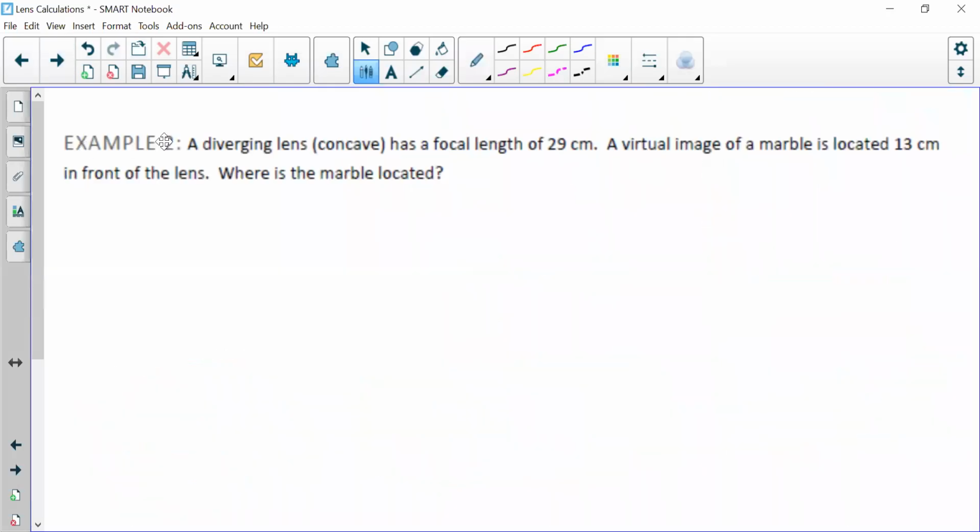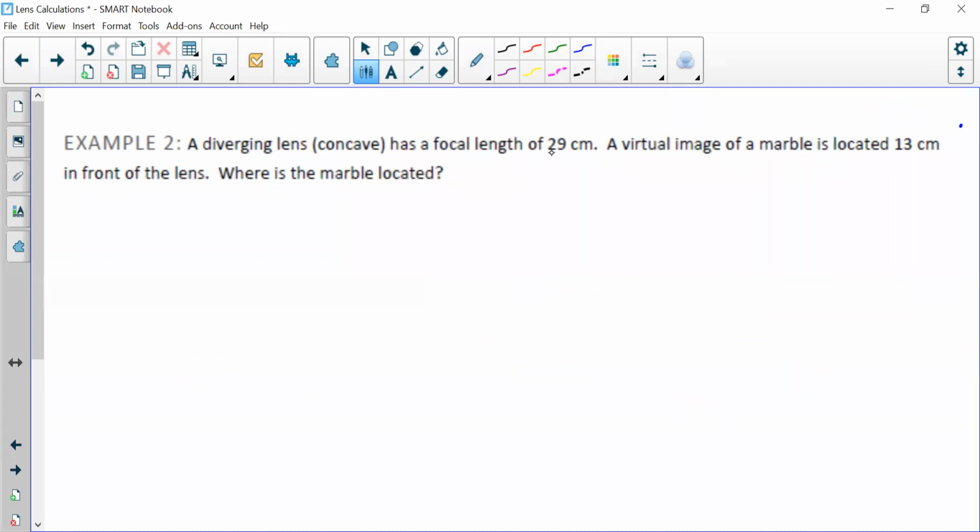Okay, let's try this one. A diverging lens, so it's a concave, it's going to be thinnest in the middle, has a focal length of 29 centimeters. A virtual image of a marble is located at 13 centimeters in front of the lens. Where is the marble located? You guys are probably like, well, we would know that. We would have put the marble down. That's true, but let's see if we can also calculate it.